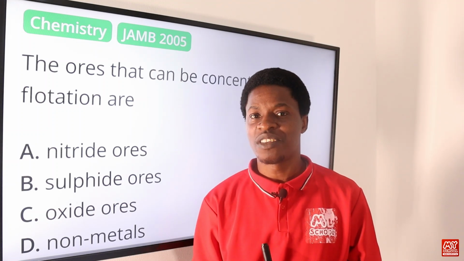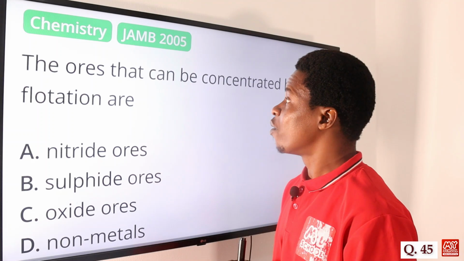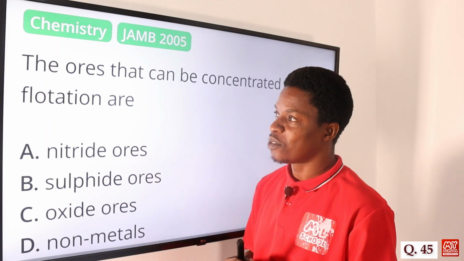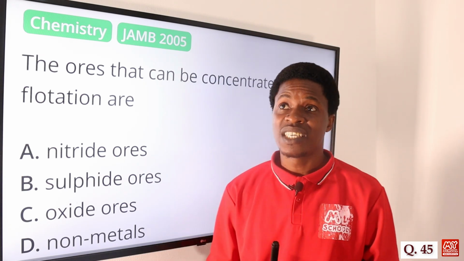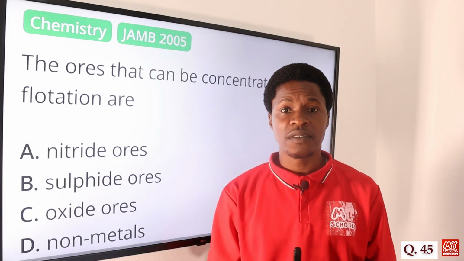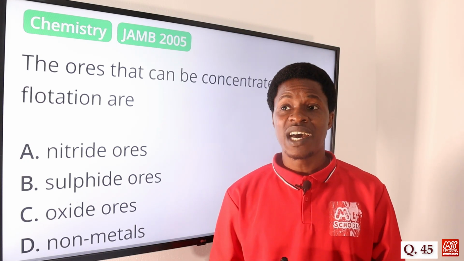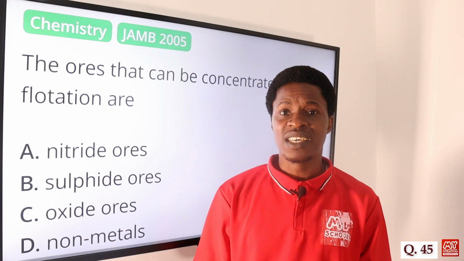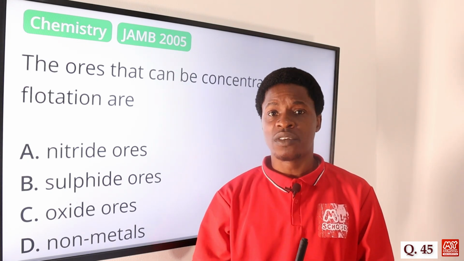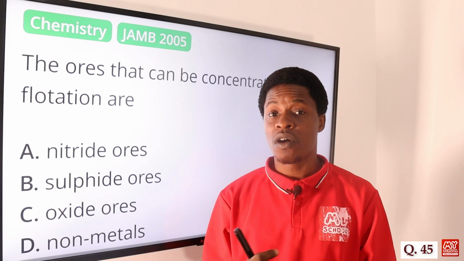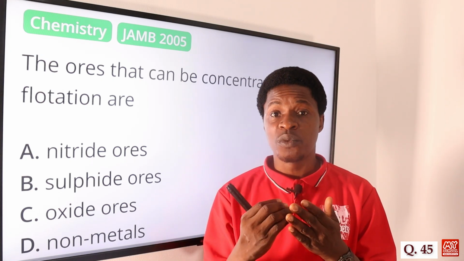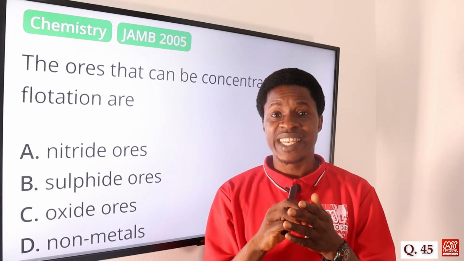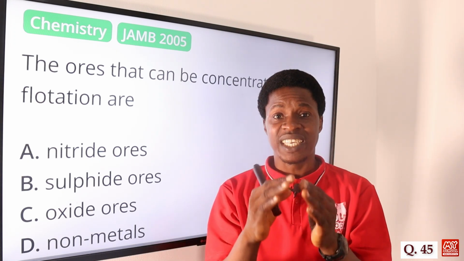Now, let's move on to question number 45. The ores that can be concentrated by flotation are what? Now, when we talk about flotation, in some cases we call it froth flotation, F-R-O-T-H. Now, flotation is a concentration method whereby we have valuables. Of course, don't forget when we talk about ores, we have valuable elements or substances that are present in that mixture, just like in the raw state.